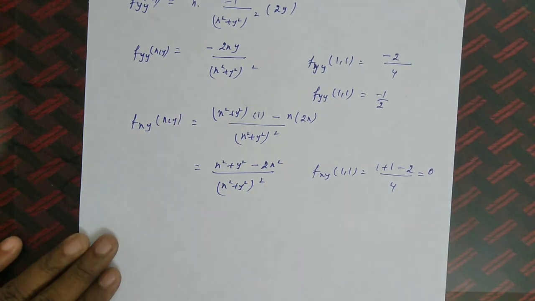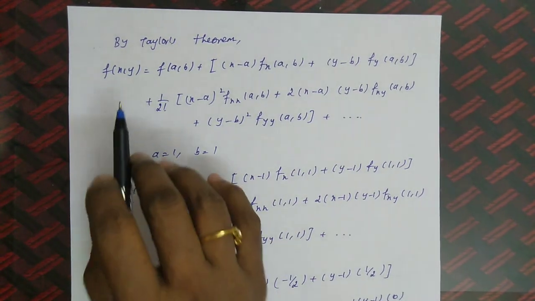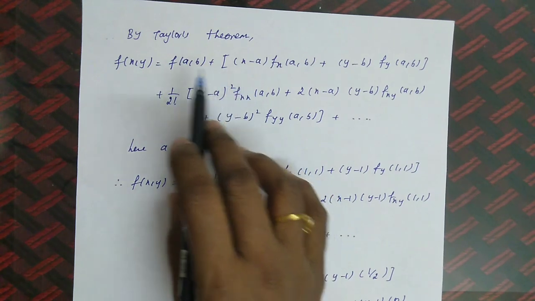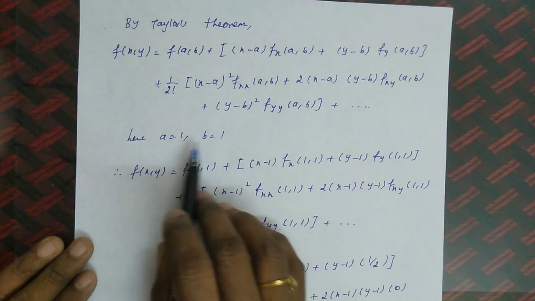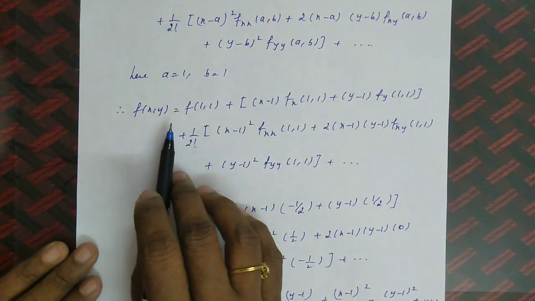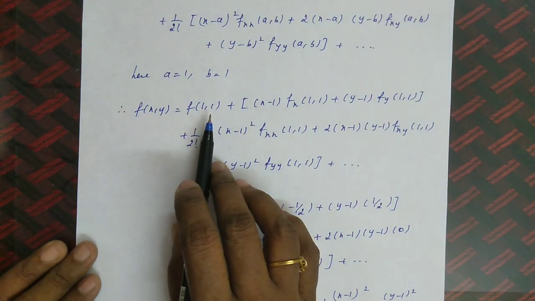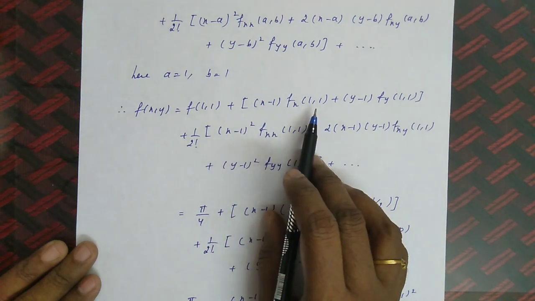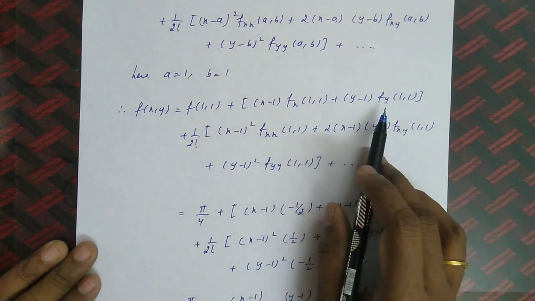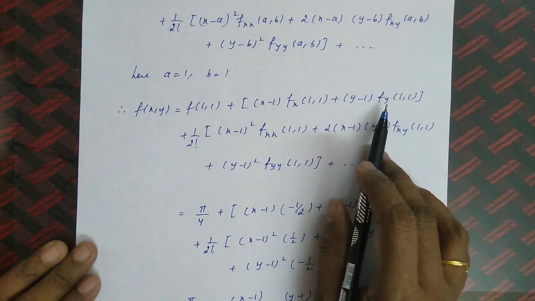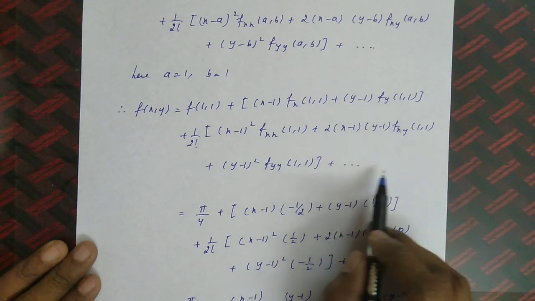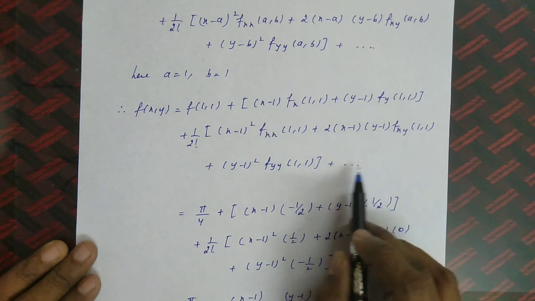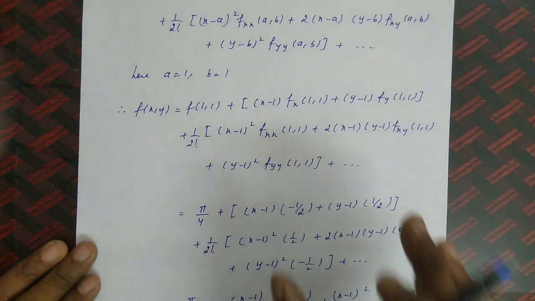Now we will write the required equation, that is the required Taylor series. So by Taylor's theorem, f of x y equal to, this is the result, f of a comma b plus (x minus a) and so on. So in this problem, a is 1, b is also 1. Therefore, f of x comma y is equal to f of 1 comma 1 plus (x minus 1) into the first derivative fx at 1 comma 1, (y minus 1) into the first derivative fy at 1 comma 1. Then 1 by 2 factorial into all the second derivatives, plus etc. Without fail, we write the plus dot dot dot, because it is a series.